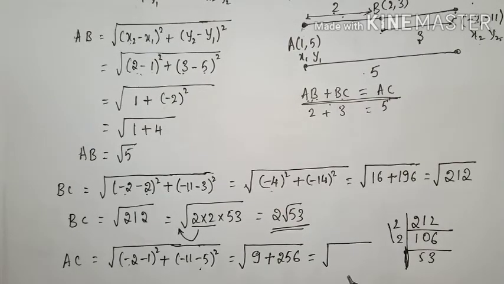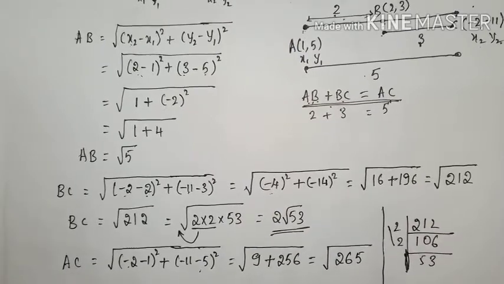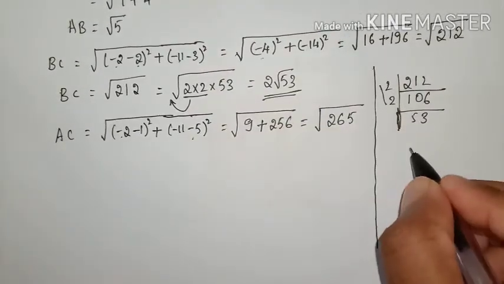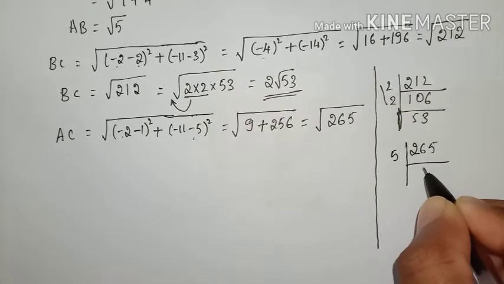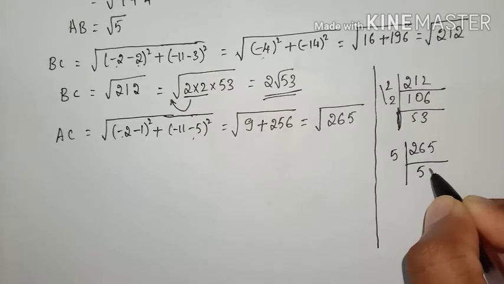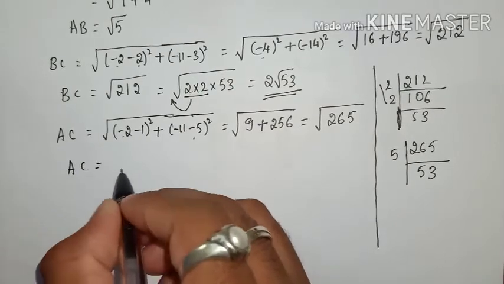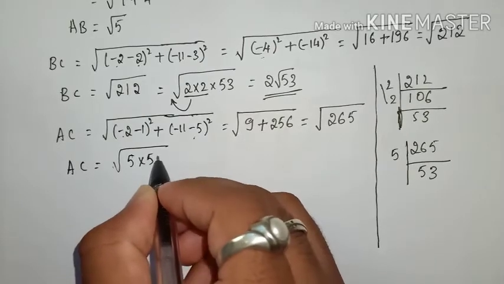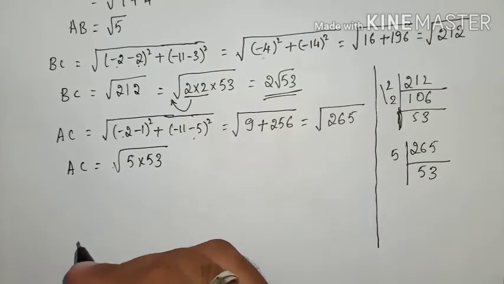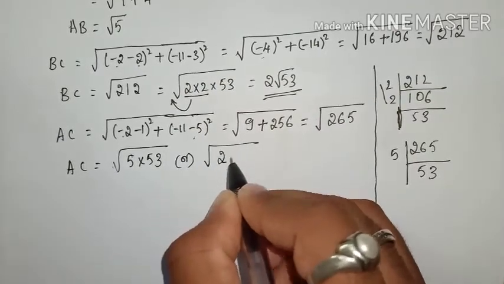Okay, so total it is how much? 265. Okay, we'll simplify this one also if you need. 265, definitely 5 fives are 25, 5 threes is... okay, nothing can be done. So therefore AC is equal to square root of 5 into 53. Do you need to write that? You don't need. Actually you can't take it out now. So, you can write it as root 265.